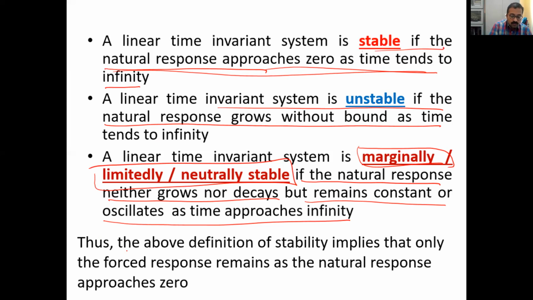So this definition of stability implies that only the forced response remains as the natural response approaches zero. Because for a stable system, the natural response or the impulse response will decay to zero as time tends to infinity. So at steady state, we are left with only the steady state part, the forced response part.